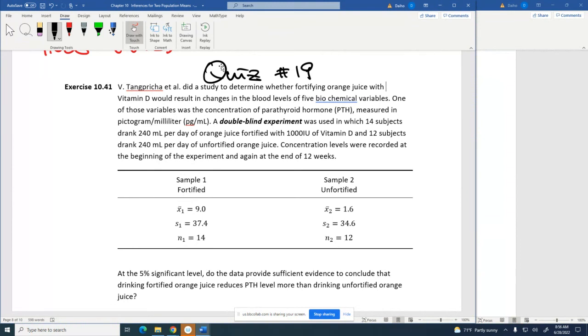I think it is right tail. Good, right? Right tail. Because the 45 is sample number 1, and the unfortified is sample number 2. So the claim was the fortified one is more than the unfortified. So it must be right tail.